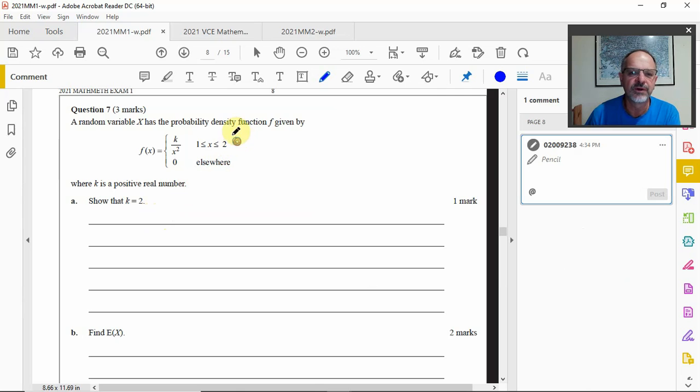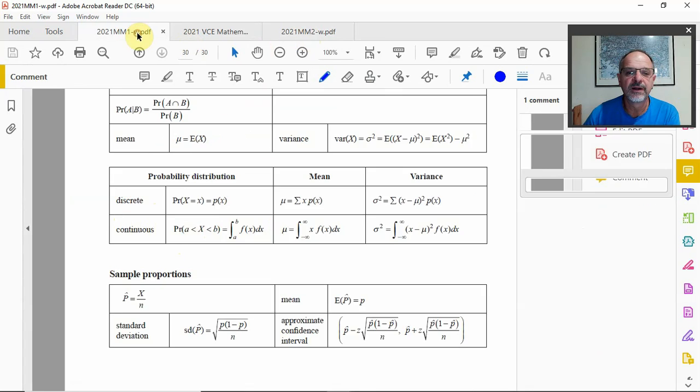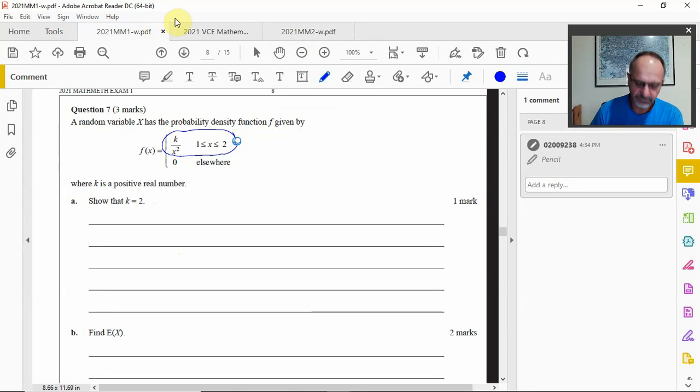Okay, so what we do know is that for a probability density function, it all adds up to 1. And this is a continuous, not a discrete, so again, formula sheet, continuous. For the probability density function, the probability between a and b is this integral. In this particular case, the integral that we're interested in is the whole lot, between 1 and 2 of k on x squared dx. And because that's the whole lot, it equals 1.